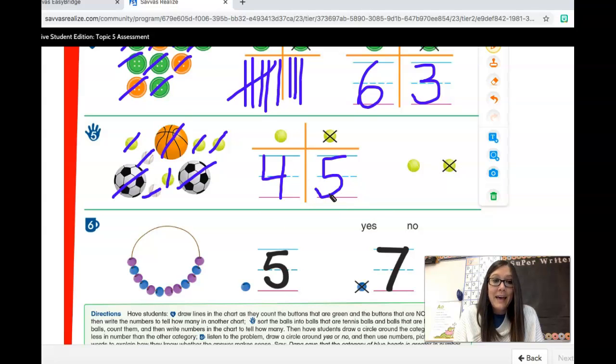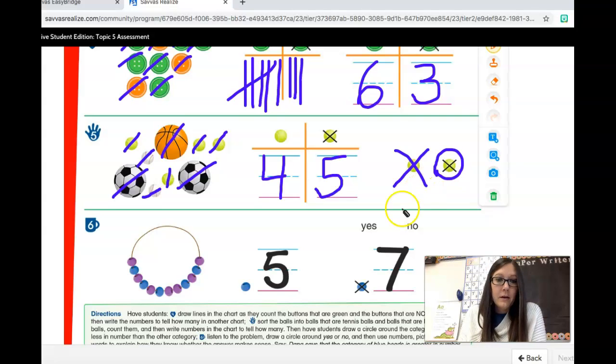The group that is less is the group of 4. 4 is less than 5. So we're going to put an X on the tennis balls because that group has less. And we're going to circle the not tennis balls because that group is greater. I think I said that backwards a little bit ago. But remember, we always X the group that's less, circle the group that's greater.